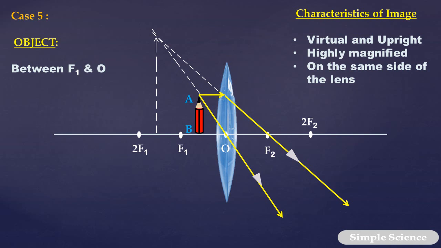Remember to draw the arrows before refraction and after refraction. So there should be two arrows on each ray, one before refraction and one after refraction.